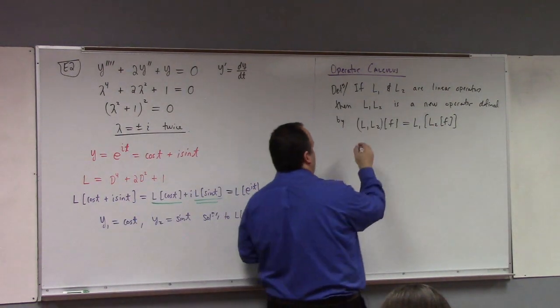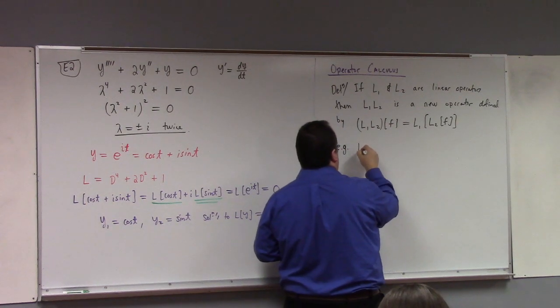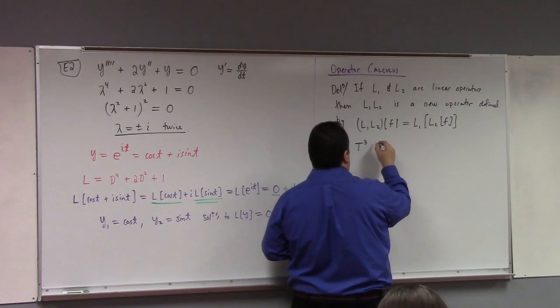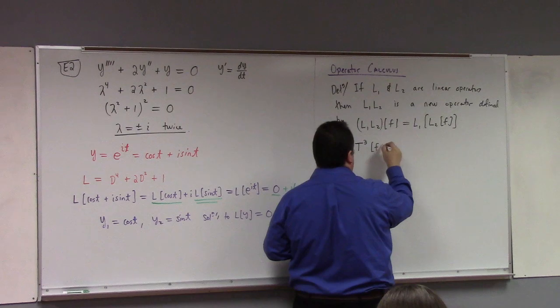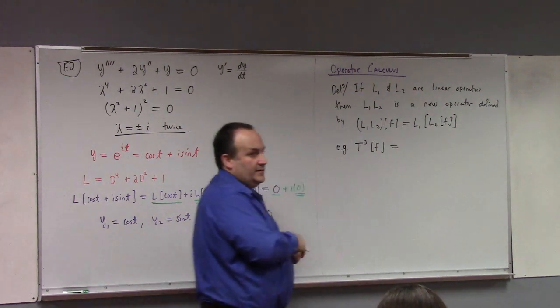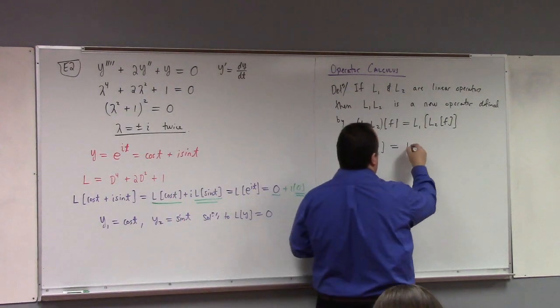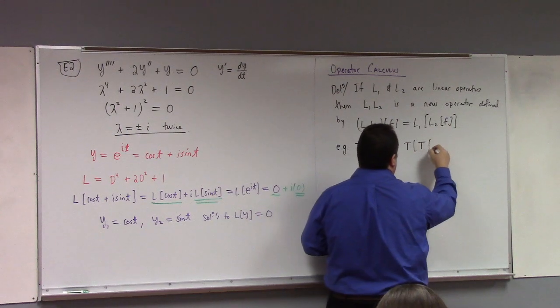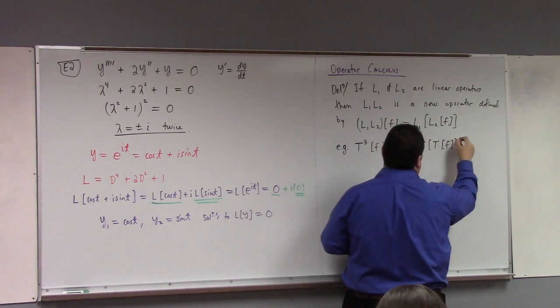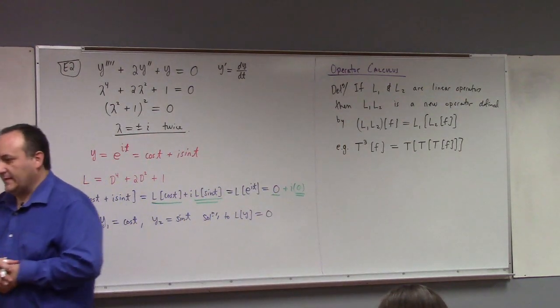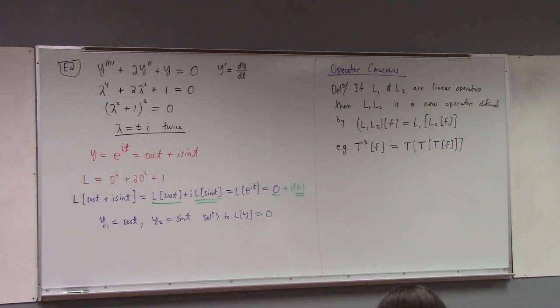So for another example, if I had T as a different operator and I was talking about its cube, like T cubed on f, what would that mean? What's its meaning? It's T acting on T acting on T of f. So this is what we mean by a power of an operator. It's understood in terms of successive operation.